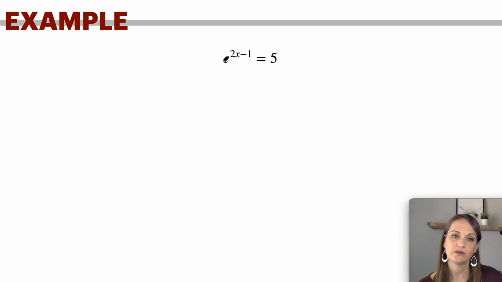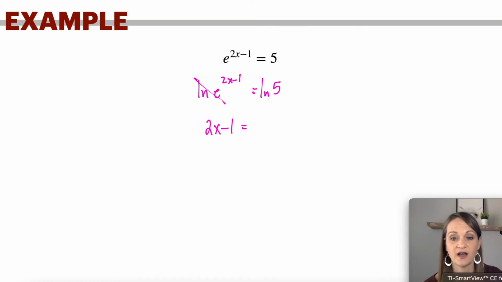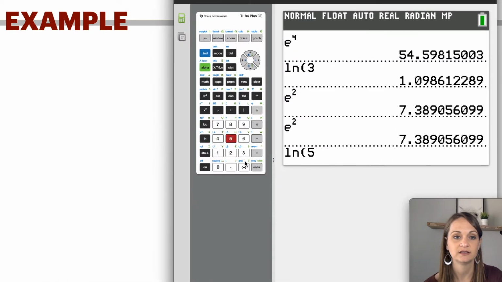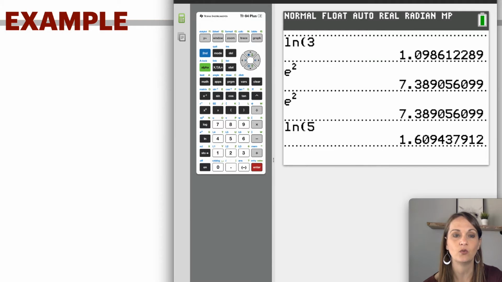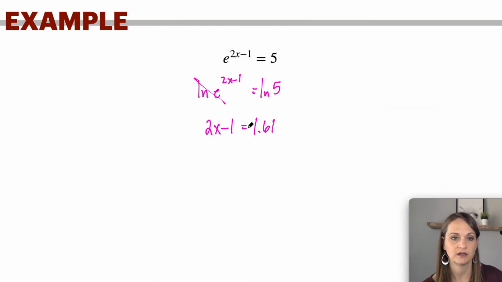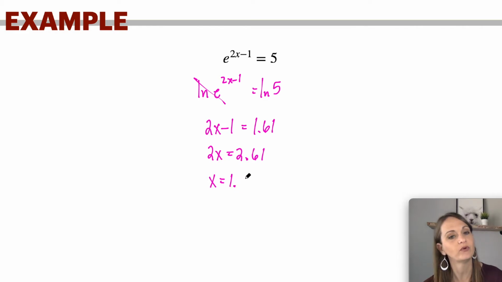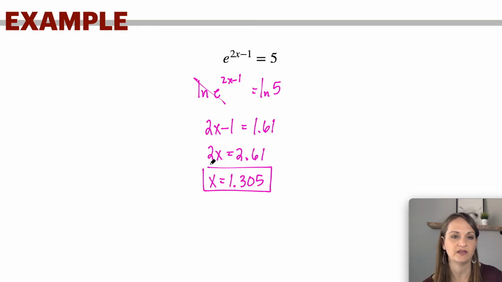In this form, e is by itself, so we can automatically take the natural log of both sides. Natural log and e cancel, leaving me 2x minus 1 equals the natural log of 5, which is 1.61. So first I'm going to add 1 to both sides. So I'll get 2.61, and I divide by 2, so I should get 1.305, I believe, is your answer when you divide by 2.